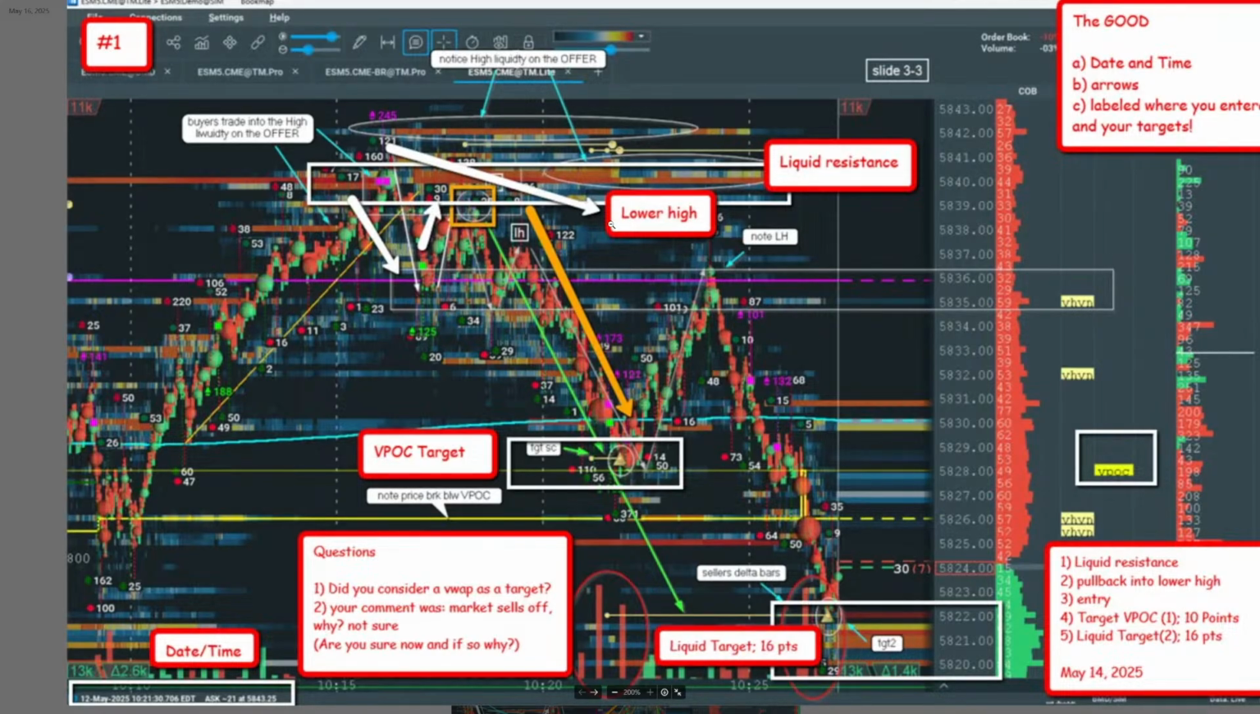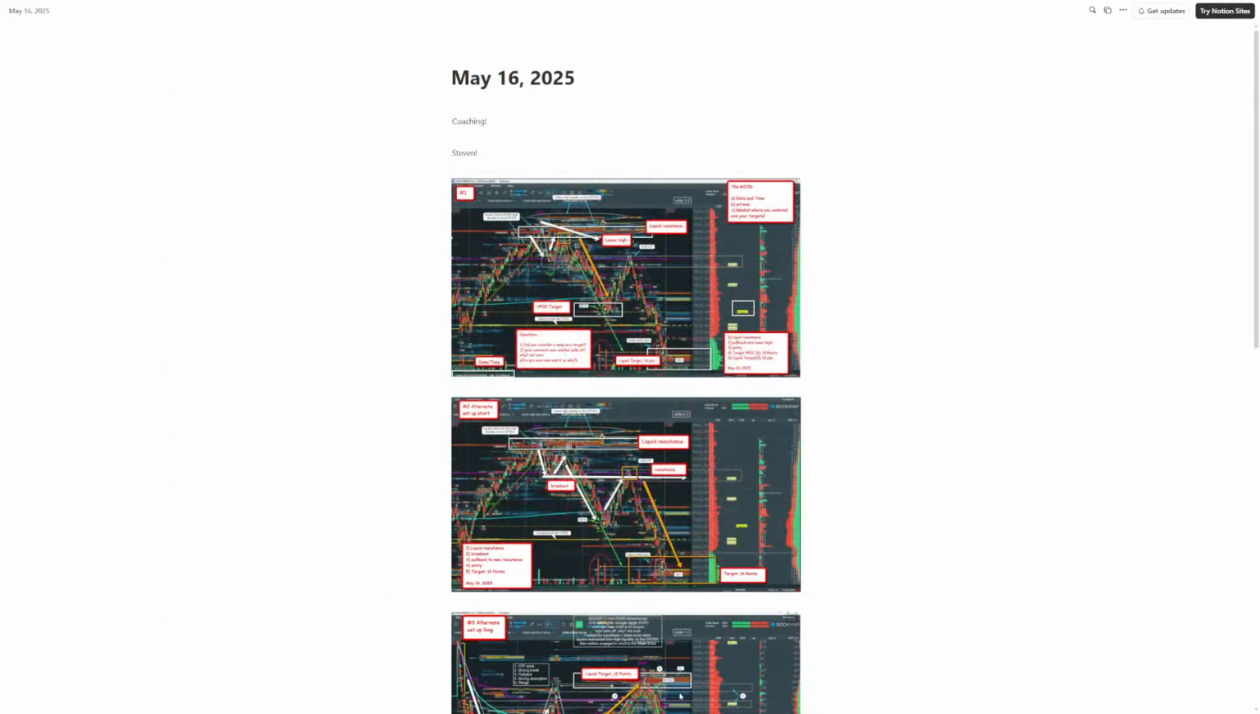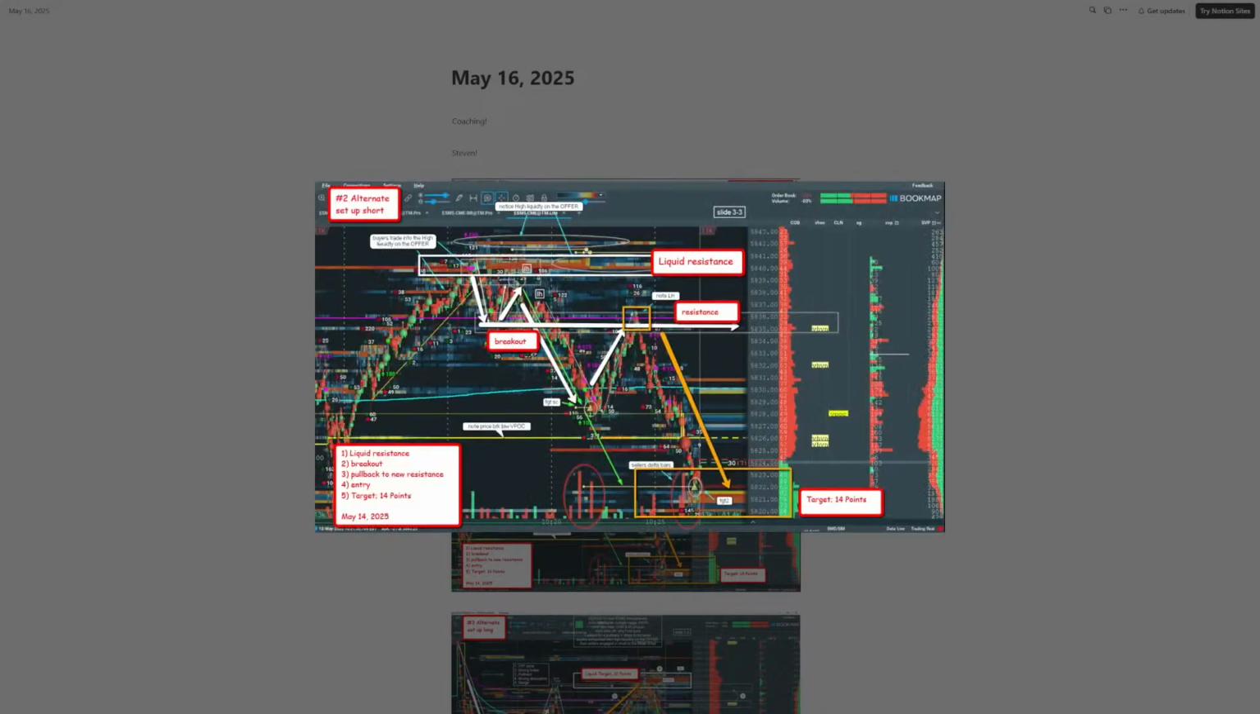So that pullback, the lower high, that is by the mid line. That could be considered a second chance entry to get short as well. But also I had location. So yeah, if you go to the other slides, you'll see what I mean, where I missed the first pullback.